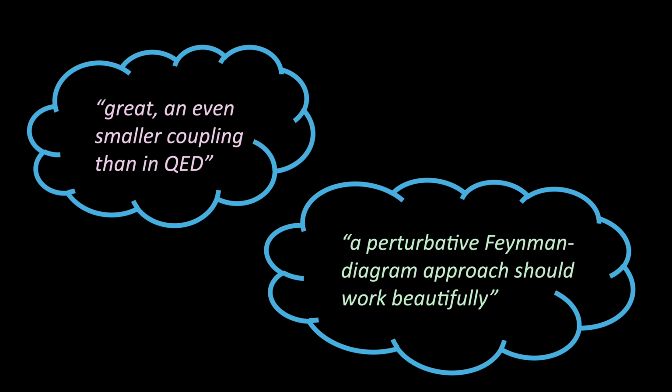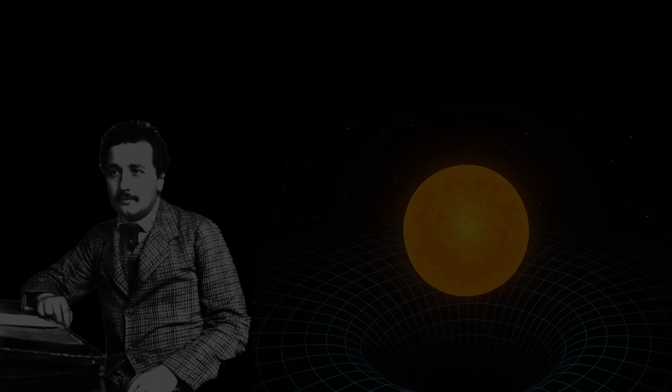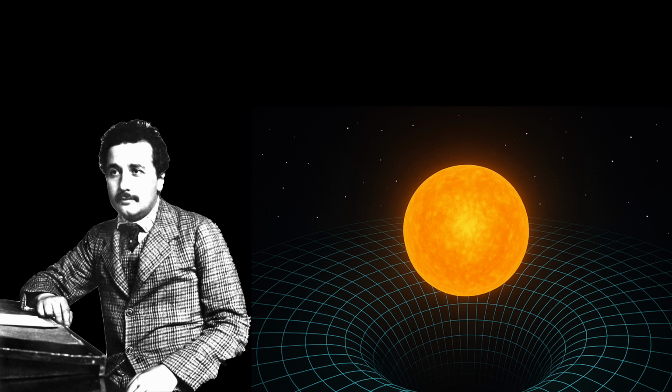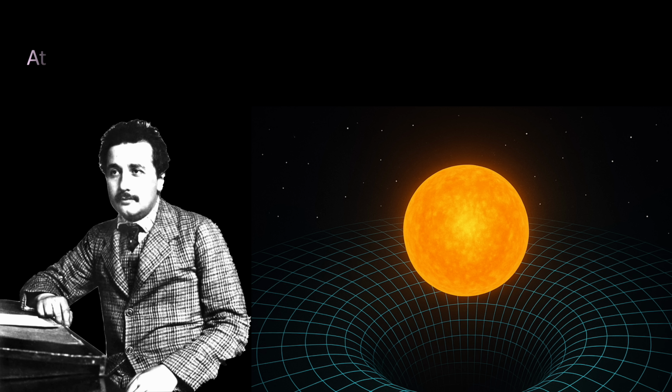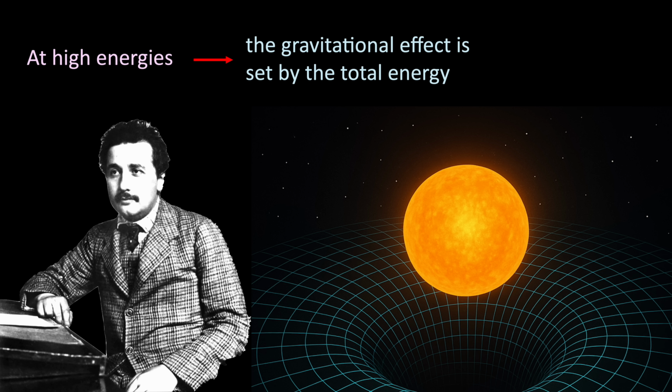Now, at first sight, you might think, great, an even smaller coupling than in QED, so a perturbative Feynman diagram approach should work beautifully. However, in Einstein's general theory of relativity, gravity doesn't only respond to mass at rest, it responds to energy in general. At high energies, the gravitational effect of a particle is therefore set by its total energy, not just its rest mass, essentially by how energetic the interaction is.